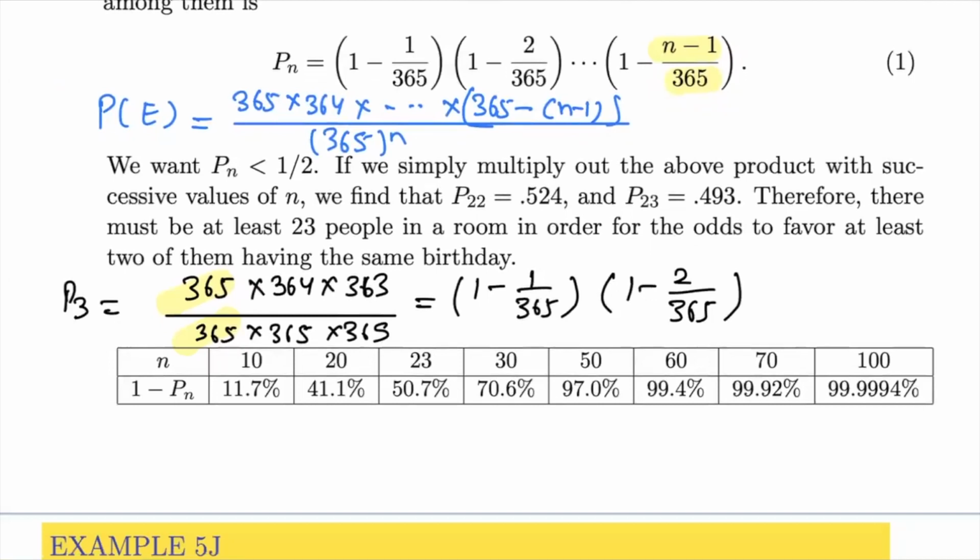So we want Pn less than 1 by 2. They have calculated this expression, 1 minus Pn, and when the value of n is 23, it is 50.7%, and Pn is 49.3%. Therefore, there must be at least 23 people in the room for the odds to favor at least two of them having the same birthday.